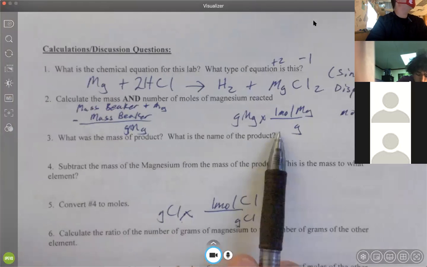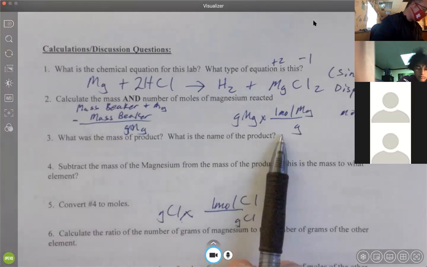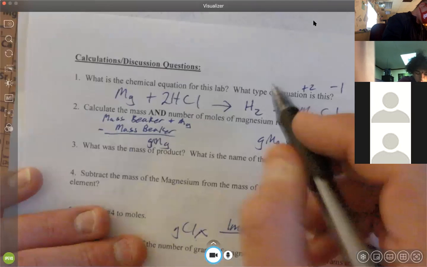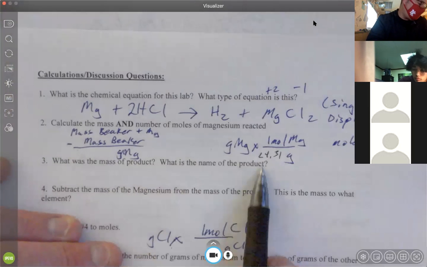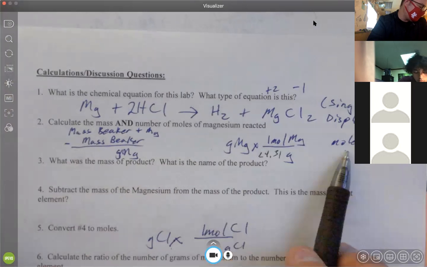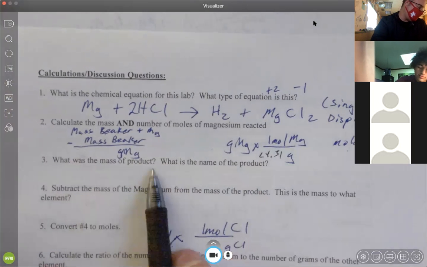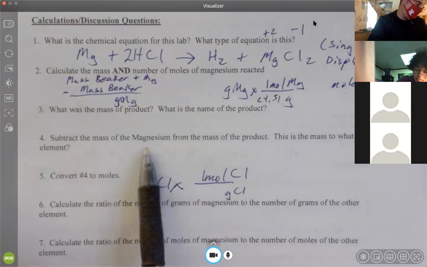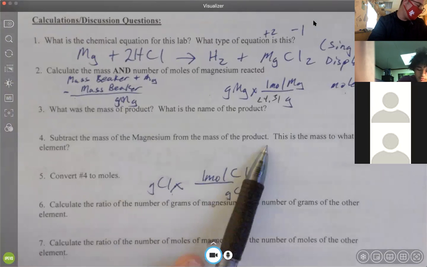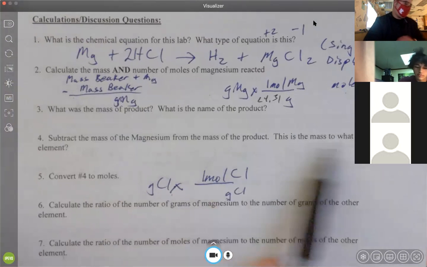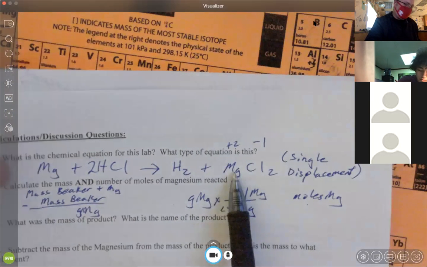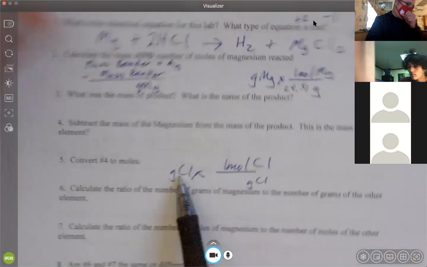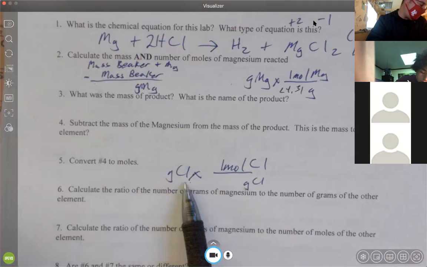We look up at the periodic table and find the molar mass of magnesium to be 24.31. The mass of the magnesium divided by 24.31 times 1 gives us moles of magnesium. What is the mass of the product? Well, we will do the same thing we did here except for the product. Then notice here it says subtract the mass of the magnesium from the mass of the product. That is the mass of, well, if we have MgCl2 minus Mg, we are left with just Cl. That's the mass of the Cl.